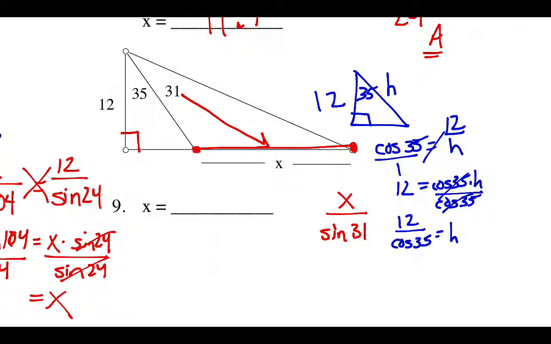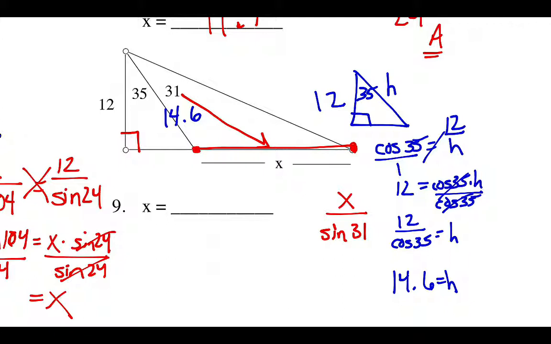So here again, you're seeing me not type it in and get a decimal. If you prefer that, just go ahead and type in the cosine of 35. You'd be working with 0.8191 instead of just the cosine of 35. So when I type this into my calculator, 12 divided by the cosine of 35, I get that hypotenuse is about 14.6. So this length right here is 14.6.